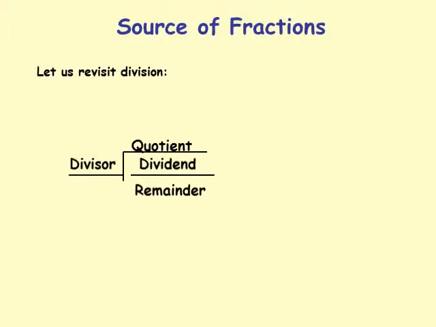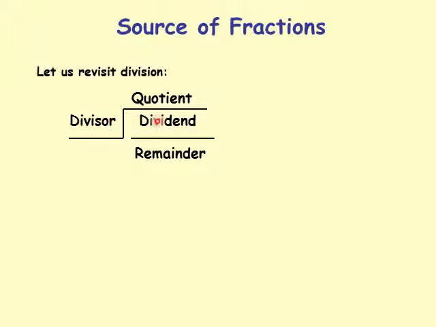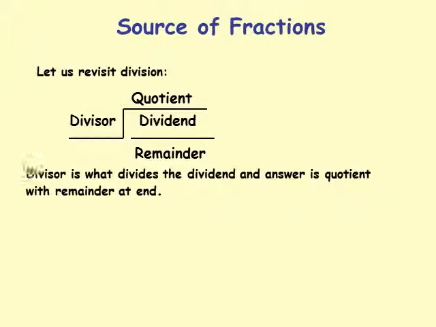Where do we get fractions from? Source of fractions. Let's revisit division here. In division, there is a dividend, which we divide by a divisor to get a quotient and a remainder. Let's continue here. And this is a jingle from Glover's book: the divisor is what divides the dividend, and the answer is the quotient with the remainder at the end. Let's continue here. These fractions come from this division.